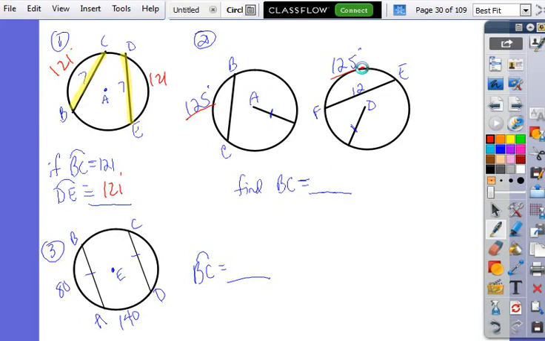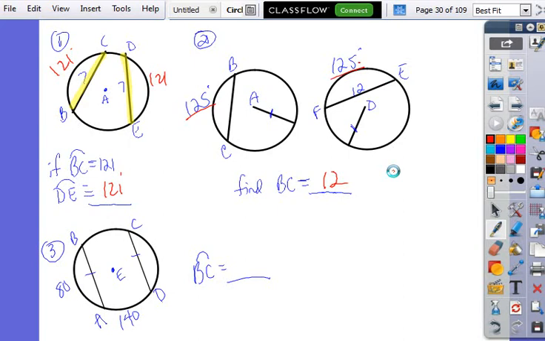So if it tells me 125 and 125 for the arcs, then I know that BC has to match FE. It's got to be 12. If the outsides are the same, the inside is the same. If the inside is the same, the outside is the same.